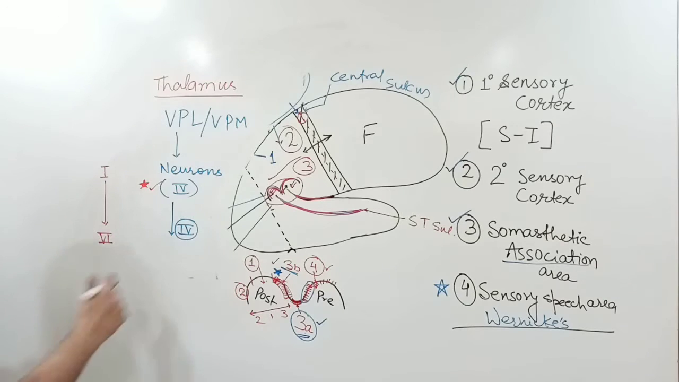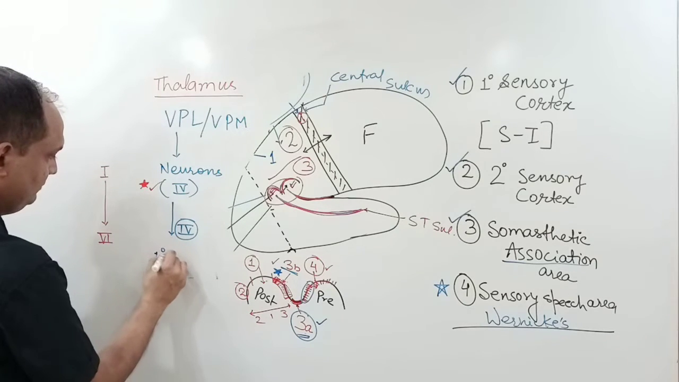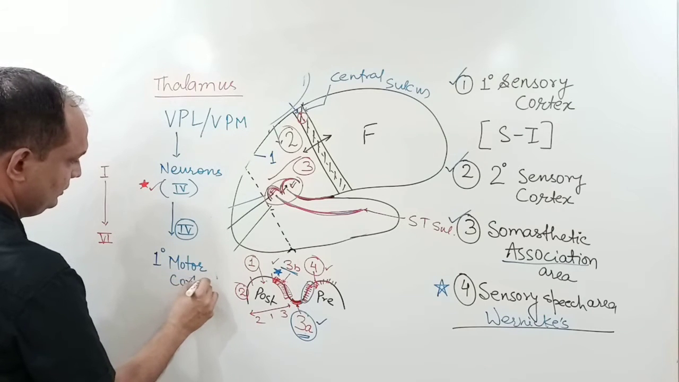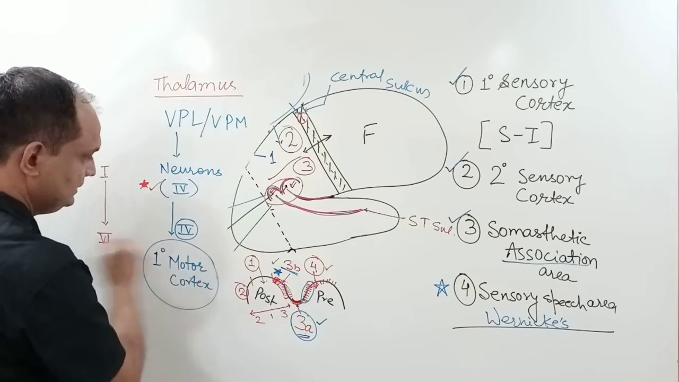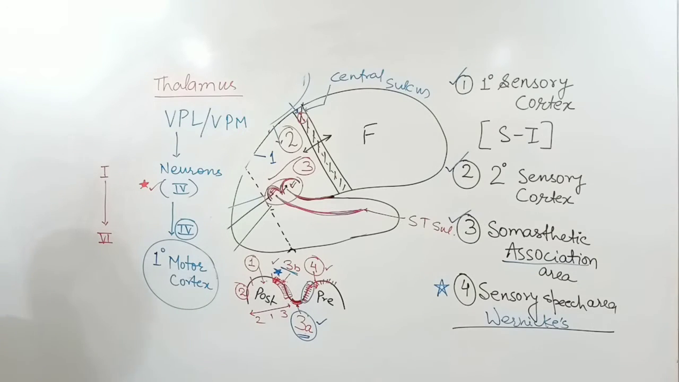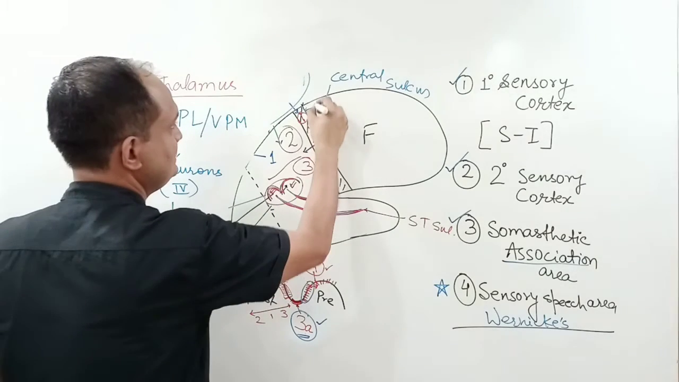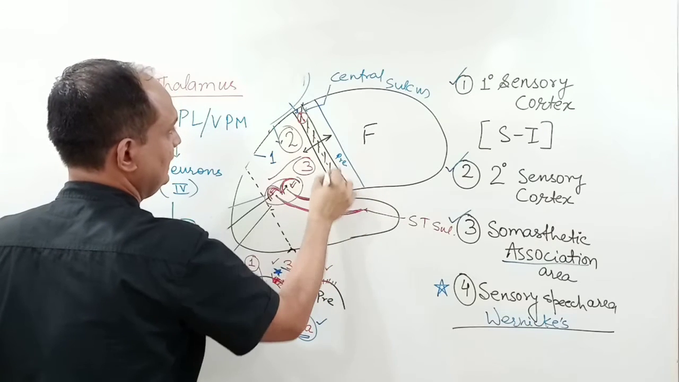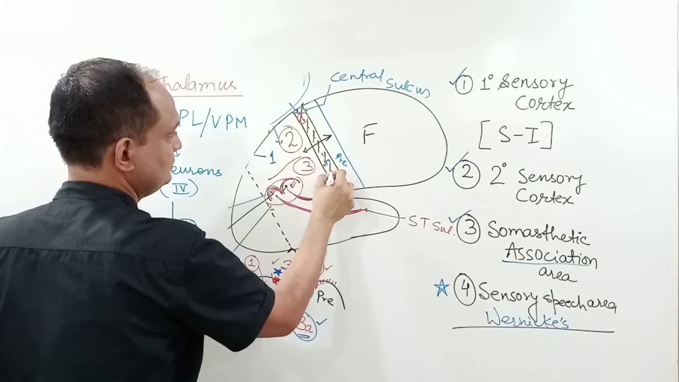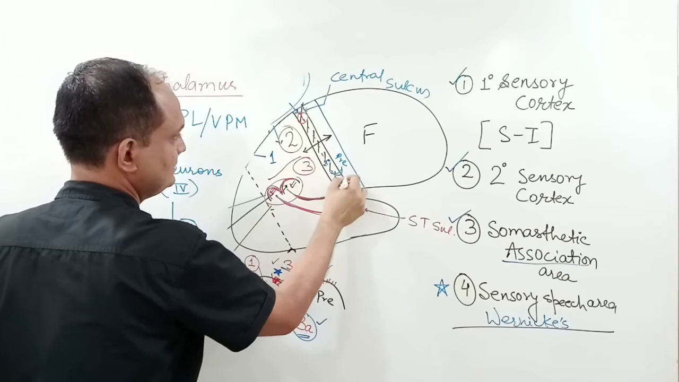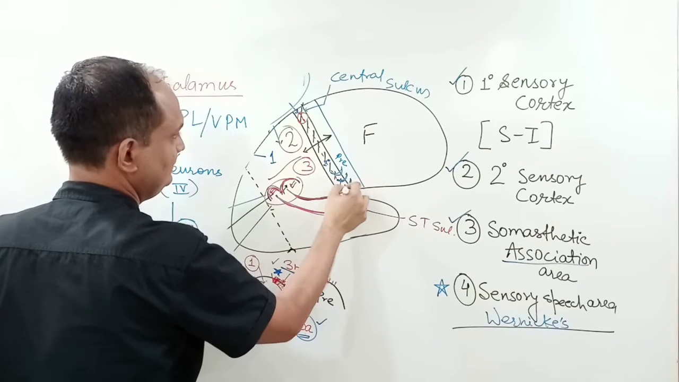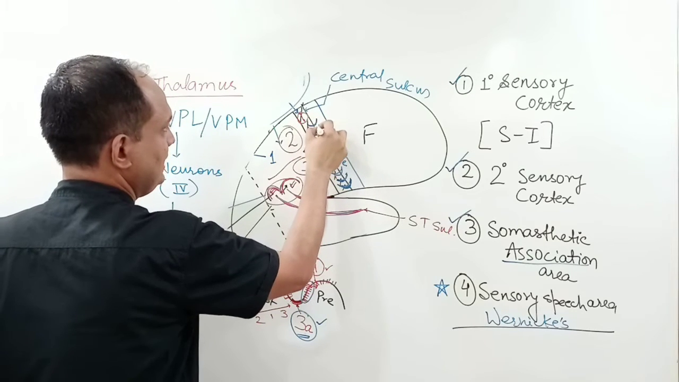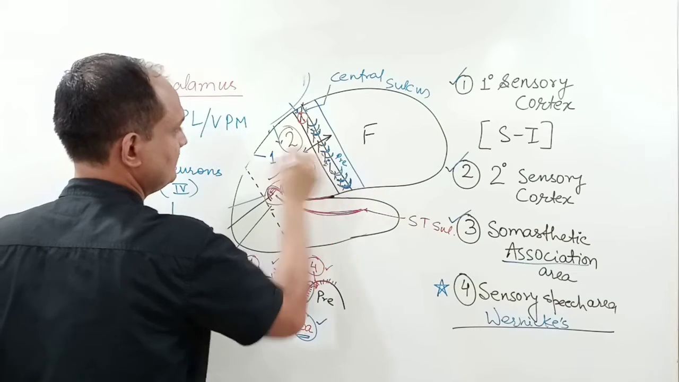And these fibers will go into the primary motor cortex, where they influence the motor output. That means here you will have the premotor cortex, and this is your primary motor cortex, and this is the primary sensory cortex. So the sensory cortex and the motor cortex are connected by these types of association fibers.